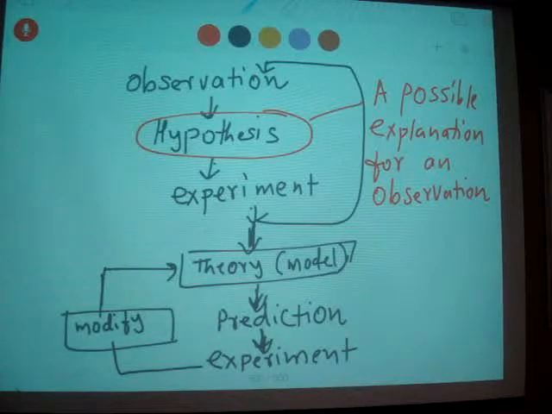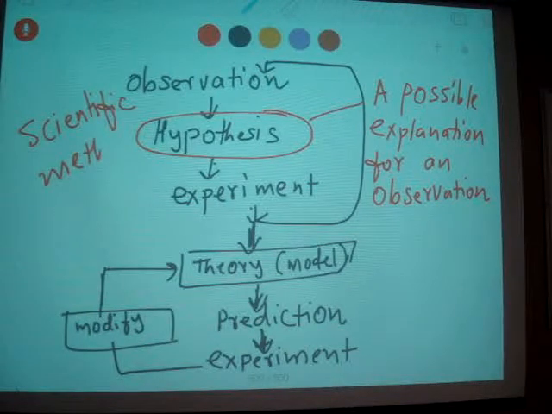In experiment we can decide variable, independent variable, dependent variable, and then control, and then we design our experiment. We perform our experiment. And then after several experiments, we decide to go for theory or model, and then prediction, we modify again. And that's the whole process is called scientific method. Now the question is, what's the difference between law and theory?